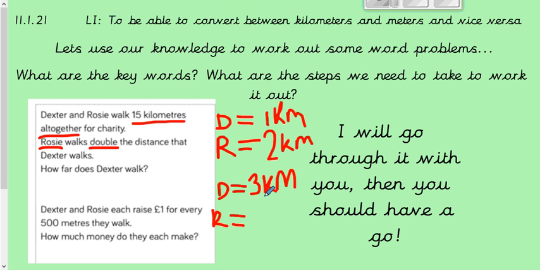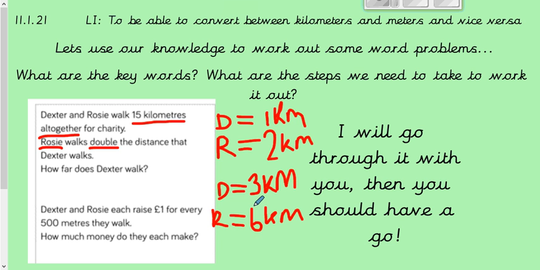So if Dexter walked 3, remember Rosie walks double that, so that would be 6. And then you've got to add it together because remember they walk 15 kilometres altogether. So 3 and 6 is 9. So again, we're not quite there. Now I'm not going to do any more because I think now it's time you had a go.